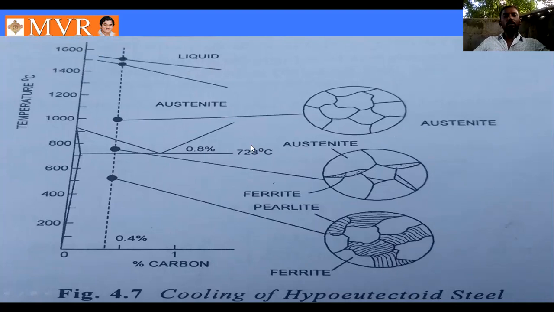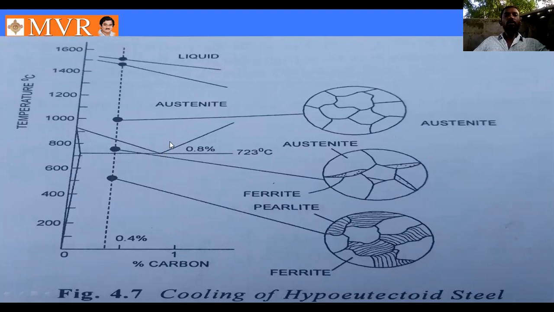At 723 degrees, see here, the microstructure is this one: austenite plus ferrite we can observe. Next, the temperature is slowly reduced to about 500 degrees centigrade, and the structure is pearlite plus ferrite. This structure we can call hypoeutectoid steel. The carbon content is below 0.8%.